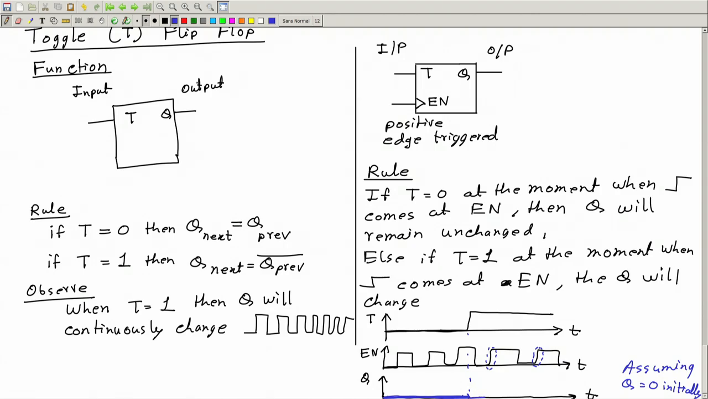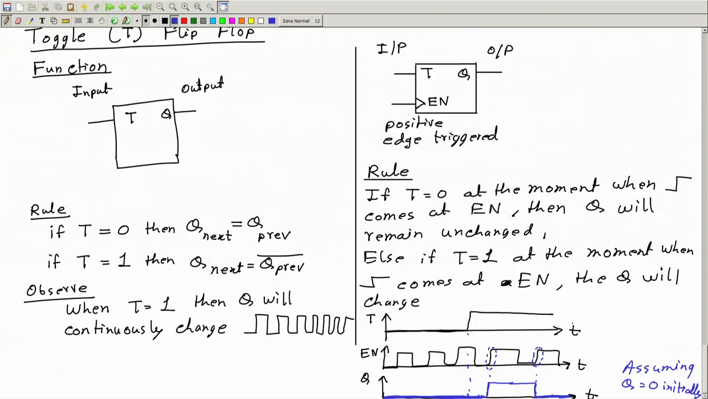At this moment, here q will change, will go from 0 to 1, and then here again it will change. It will go from 1 to 0. It will not change anywhere else. Then it will remain 0 until another rising edge comes. At the same time, t should also be 1.